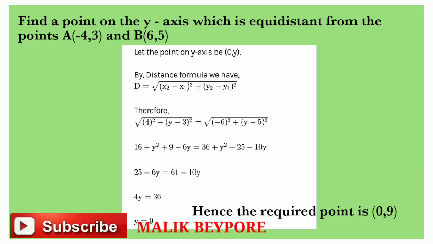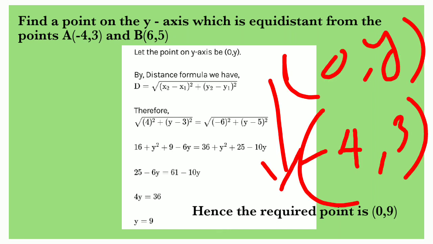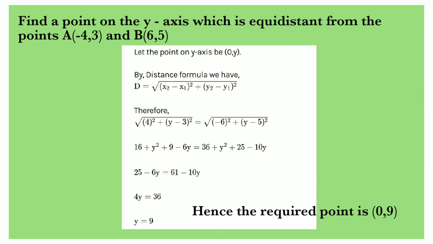For this, the given points are A(-4, 3) and B(6, 5), and P as (0, y). So PA equal to PB, because the question is given that equidistant. Okay, PA equal to PB. So you will get the relation 4y equal to 36, then y equal to 9. Hence the required point is (0, 9).